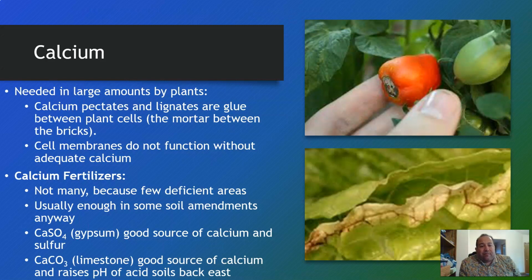The plants need calcium in large amounts because the cell membranes, like we said before, that structural support, the cell membranes don't function without adequate calcium. You don't have many calcium fertilizers because it's something that you're not going to usually lack in the soil. You do have it in some soil amendments, so if you're going to use gypsum, you get calcium and sulfur. If you are going to lime an area, put some limestone in an area, that's also a good source of calcium, and it helps to raise pH if you're back east in terms of their soils over there.